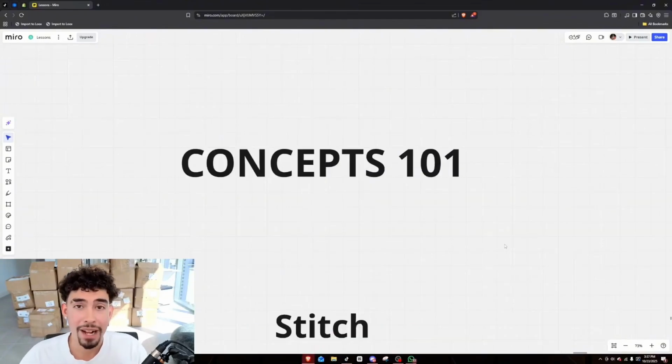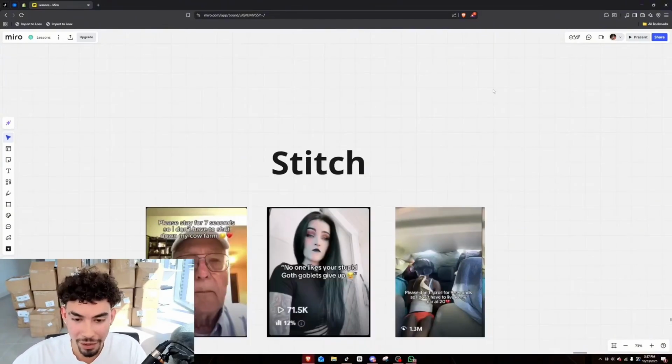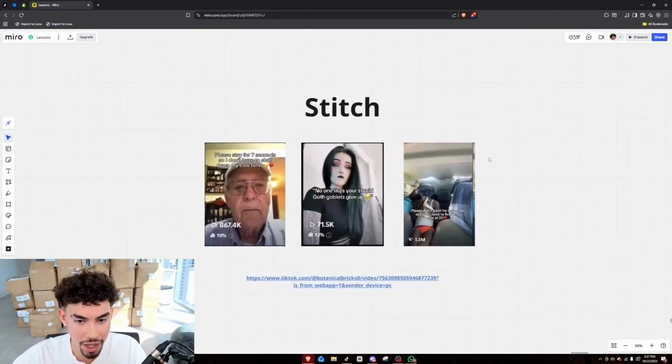All right, so the first type of concept we're going to be covering is probably the most known one, and that's the one that you've probably been seeing all over your burner, and it's going to be the stitch concept, right? And so this has been a thing since the dawn of time, but usually people like to use it for their products, right?